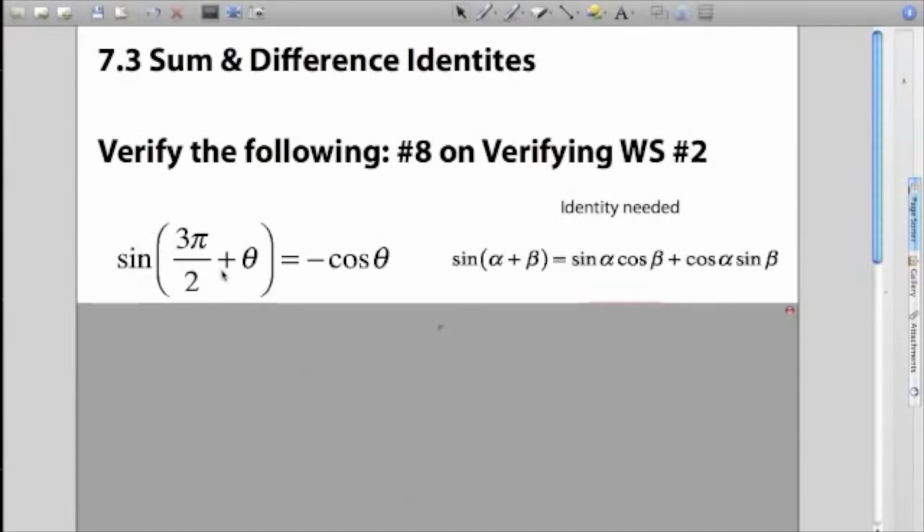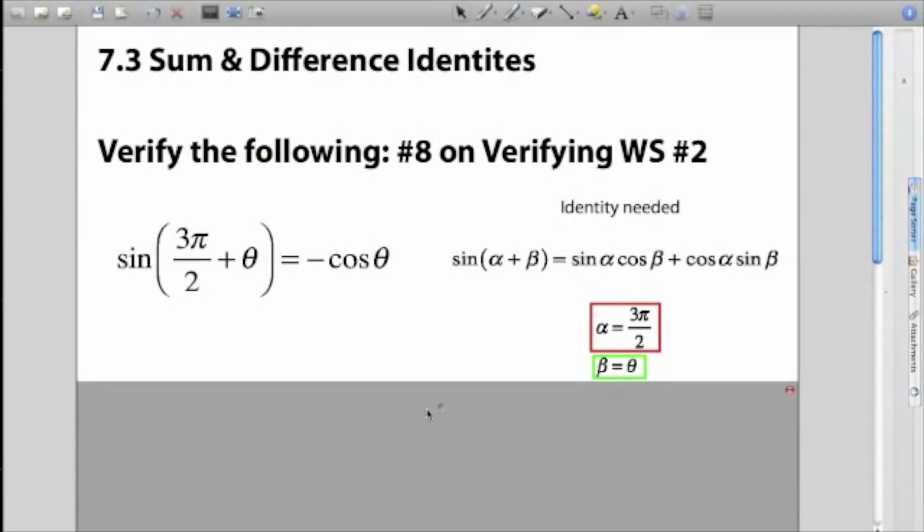I need to use the sum formula for sine of alpha plus beta, which I've included over here on the right side of the screen. I've simply copied this out of our formula sheets. If we apply this, we look at 3 pi over 2 as my alpha, and then beta is my simple theta. Theta is still a variable, but that's okay. On my other side, you still see a theta. It's there, so that's really not a big deal.